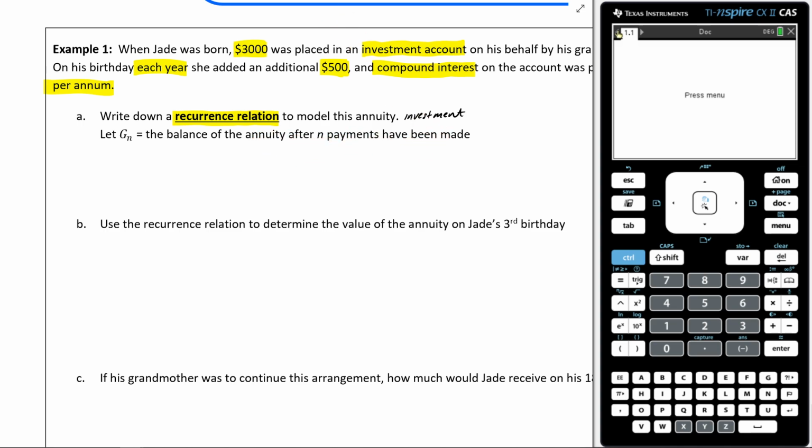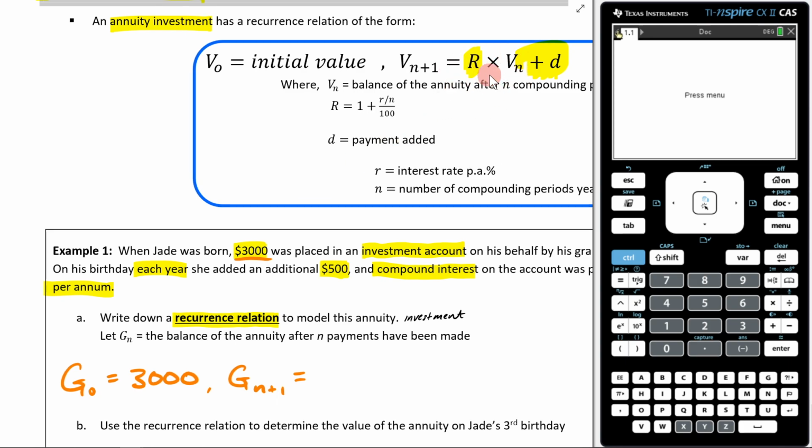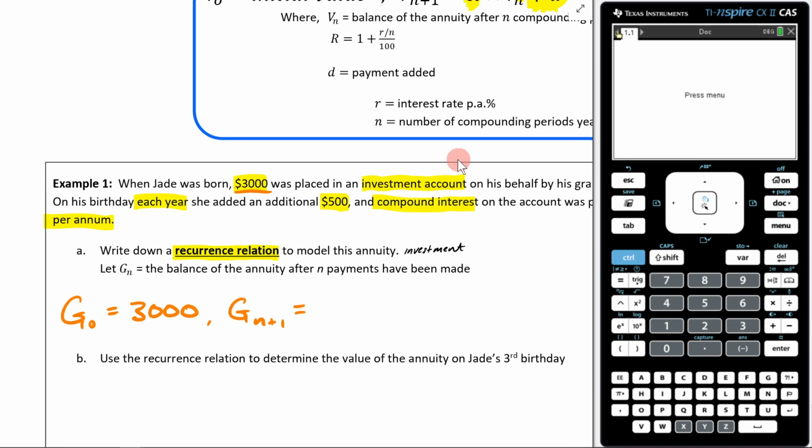Okay, let's give this a crack. So we're using the notation G of n here. I'm going to say G of 0 is going to be equal to my initial amount, which is $3,000. Then I'm going to go G of n plus 1 is equal to, now what I'm doing here is modeling it after this. So I need to figure out what my R is, which is representing the interest that is generating on it. And the D here is the payment that grandma is making into it. So let's first figure out R.